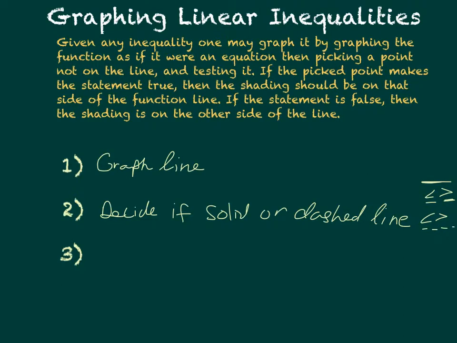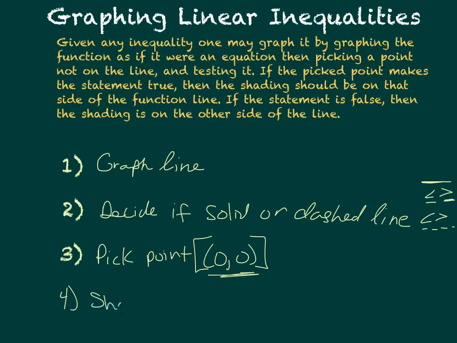And step 3 is to pick a point. In general, I like to pick the point 0, 0 because that's just a good common point and it's really easy to test. You can pick any point as long as it's not on the line, but 0, 0 is one I like to pick if it's not on the line. And then if it's true, you shade on that side. If it's false, you shade on the other side. So I guess step 4 is to shade on the correct side.